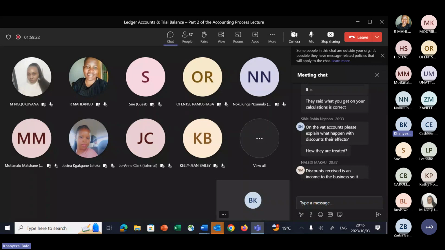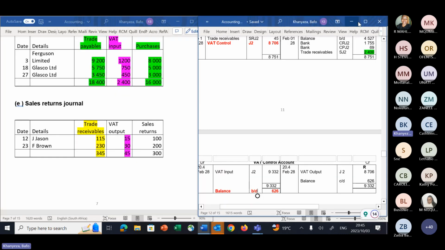Settlement discount is not the discount that you get when you buy at the till. If you were to get a settlement discount as a customer, the VAT that they would have charged you, which they were owing SARS, they are no longer owing SARS. It falls away, but it happens through accounting. So let's finish.